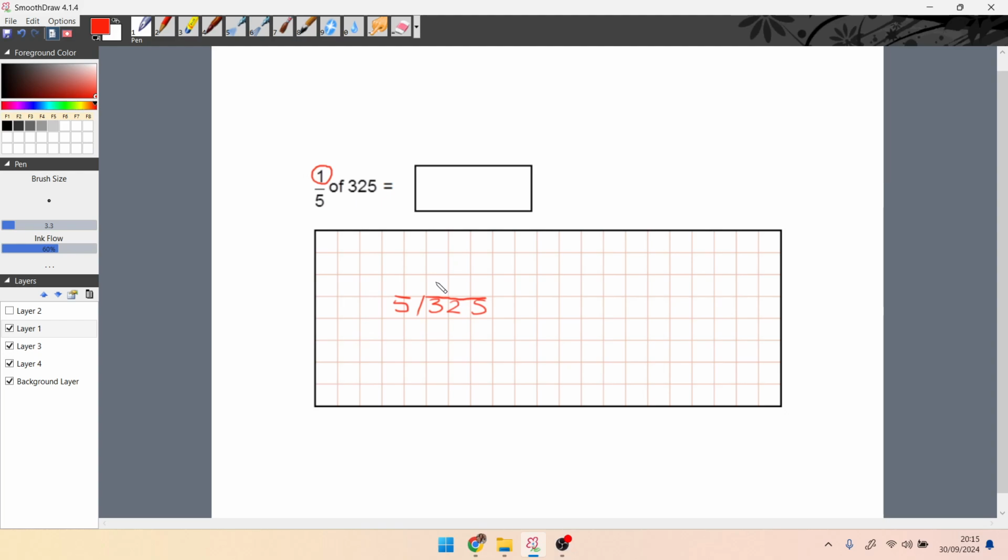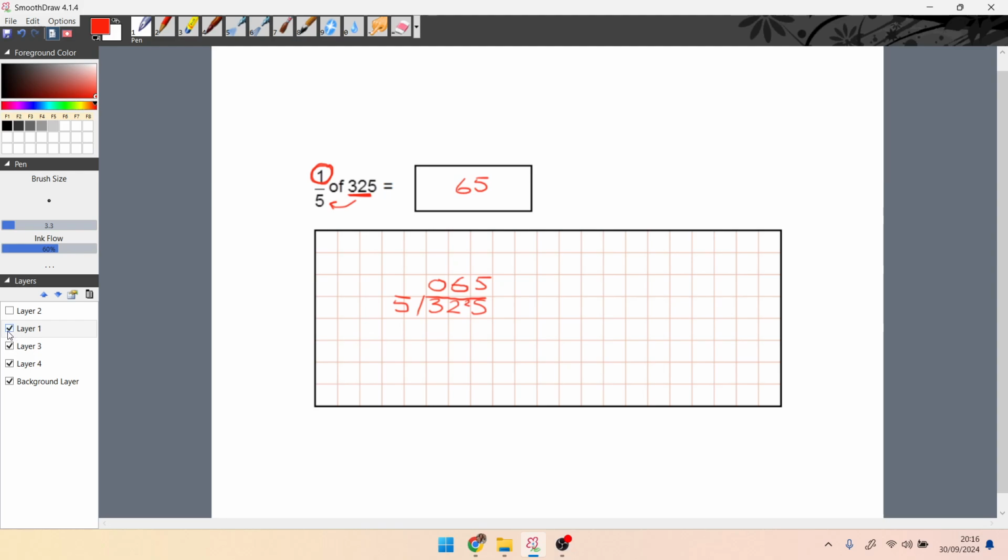So 5s into 3 do not go. So 5s into 32. Well, 5, 10, 15, 20, 25, 30. So that goes 6 times. And then we've got a remainder of 2 because it was into 32. So we've got 2 remaining, and then 5s into 25s. We know our times tables, so our answer is 65. Okay, so I hope those are nice and simple for you. Like I said, the rule is if the number at the top, the numerator, is 1, then it's as simple as dividing this number by the denominator, and that's as simple as that.